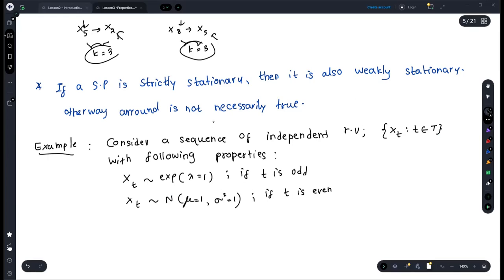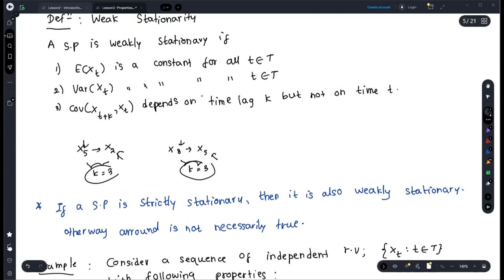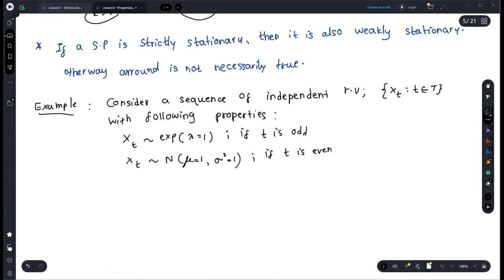Now, if you want to show that Xt is a weakly stationary process, you can have only odd or even, right? So these are with the probabilities p and 1 minus p. So if you want to check whether this is a weakly stationary process, what you have to check is for all t, E[Xt] is constant, variance of Xt is constant, and the covariance depends on the lag only. Shall we check it? Right?